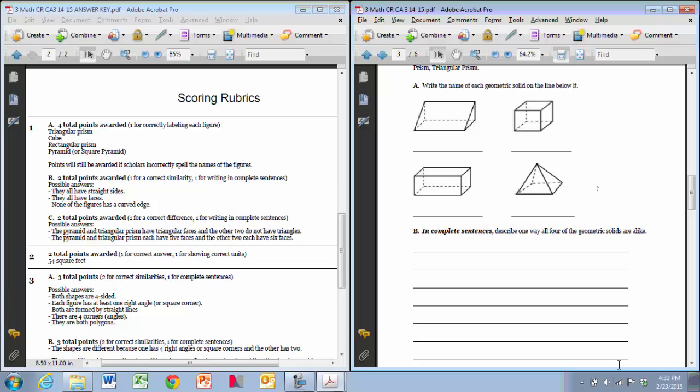They only need to describe one way. They get 1 point for describing that way, and then they get 1 additional point if they wrote in complete sentences.